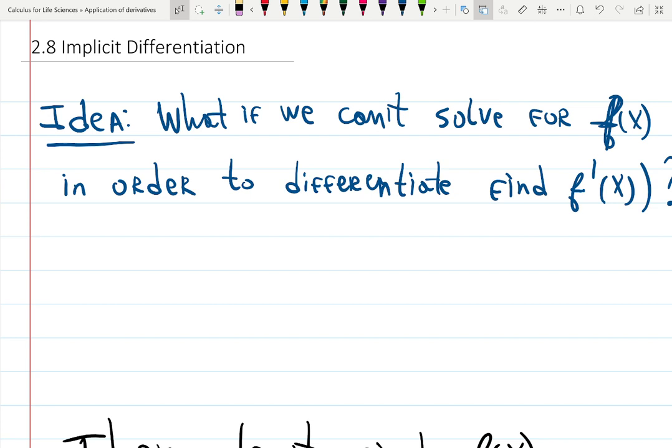But the idea is, what if we cannot solve for the function f if we want to find the derivative first? Then what do you do? What do you do if you cannot do that? Does it make sense to you? I will write down the example right now, but this is the most common thing that happens in biology. We are not given the function in the form y equals blah, blah, blah.